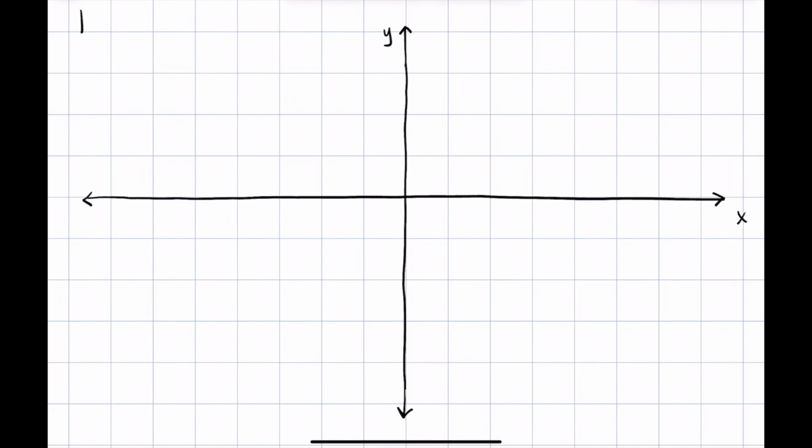So now that we've done a basic overview of all the quadrants, let's get into actually applying this and plotting some coordinates.